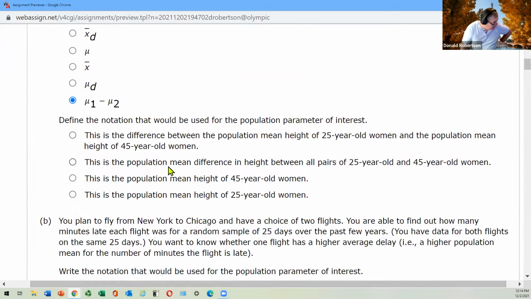So isn't the population mean difference in the heights between these two women? Let me check the phrasing of that. This is the difference between the population mean height of 25 and the population mean height of 45. This is correct. It's not that one. It's that one, isn't it? The other two don't make sense.